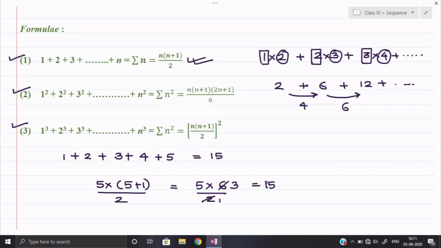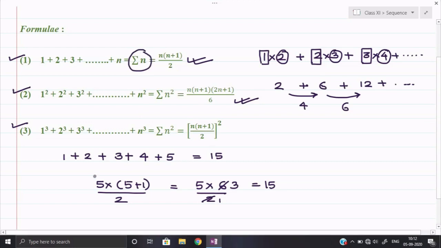In that case, the general sum is given here: n into n plus 1 into 2n plus 1 divided by 6. And similarly, if you are cubing the positive numbers and then adding them, then the sum is given here: n into n plus 1 upon 2, whole power 2. So these three formulas we need to use in some form when we find the sum of special series. Somewhere we shall get the symbol summation n.